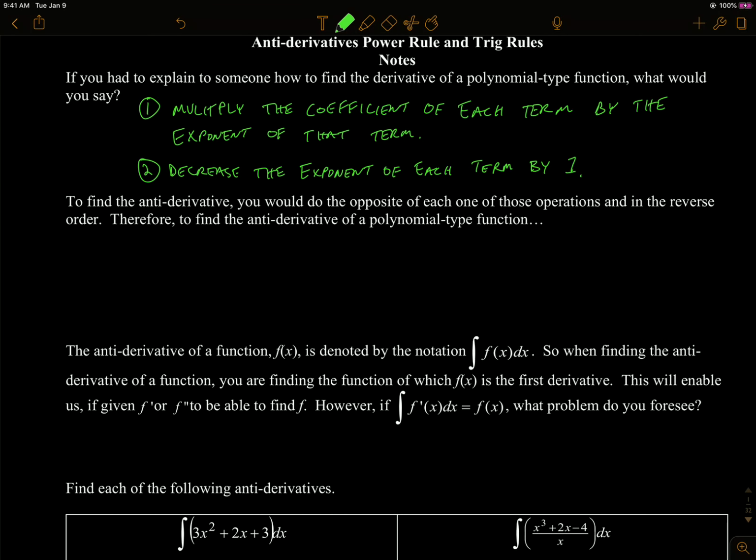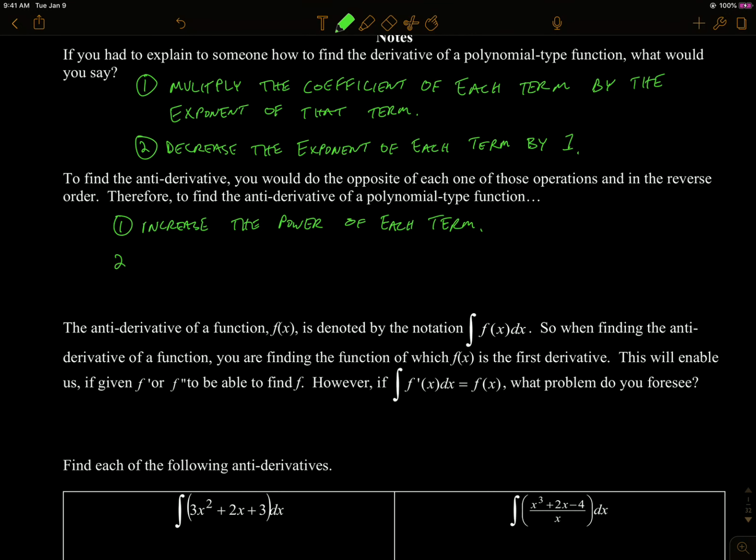So to do the antiderivative, or the reverse of that, we're going to do the opposite thing in reverse order. So step 1 will actually be to increase the power of each term. We'll just think one term at a time. Increase the power. And then divide the coefficient, of each term, but we're really just doing this one term at a time, by the new exponent.